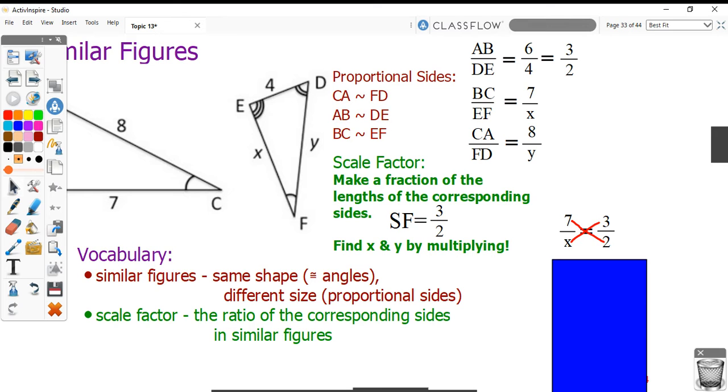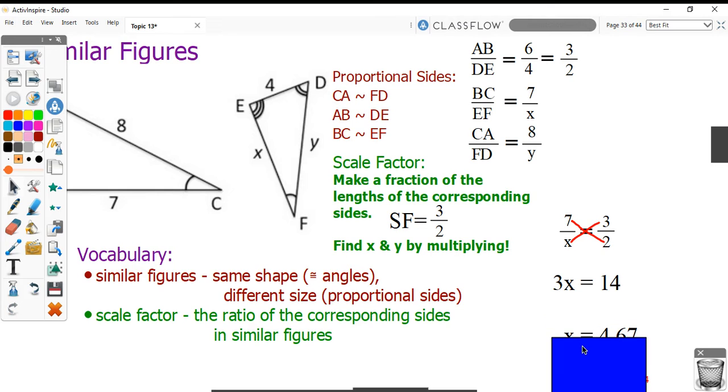So on one side of the equal sign, we've got 7 times 2, which is 14. On the other side of the equal sign, we've got 3 times x. And it ends up being pretty simple, just doing a little division right there. We can get that x is equal to about 4.67. It's about 4 2/3 is what that is. Okay, 4.6 repeating is what it is.